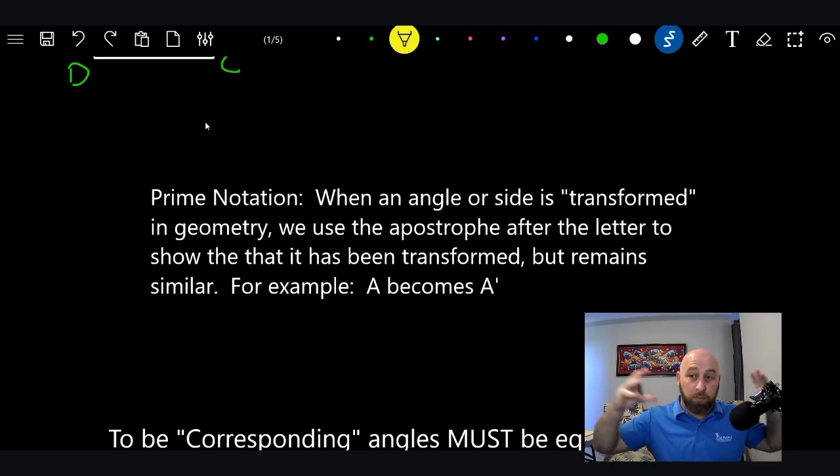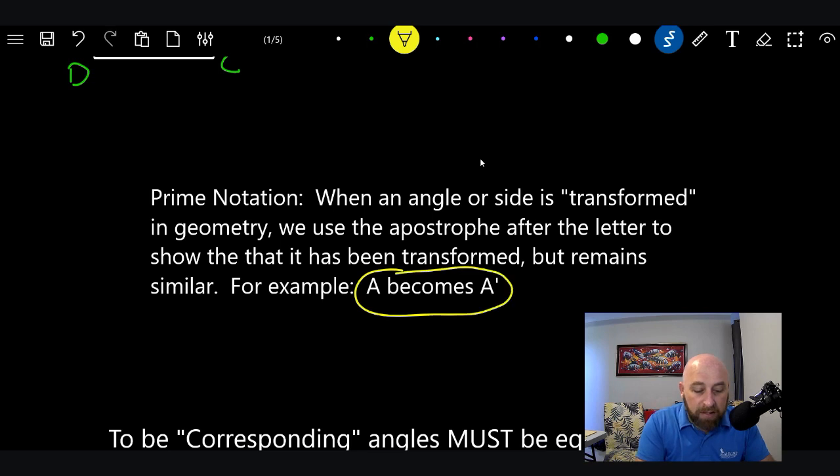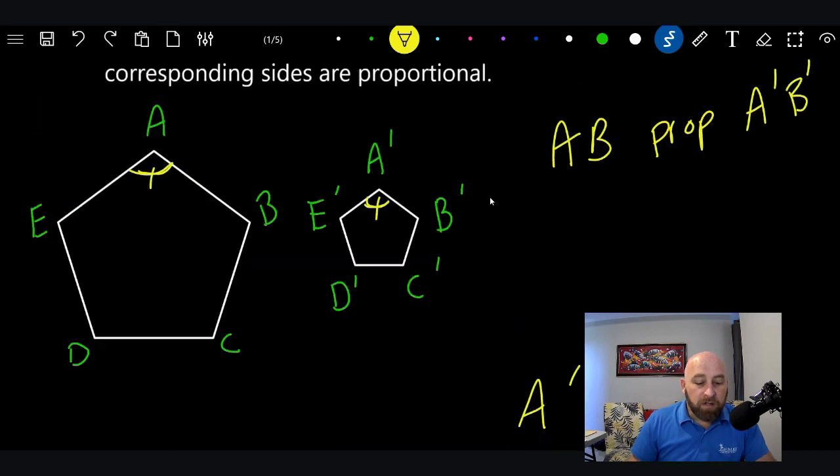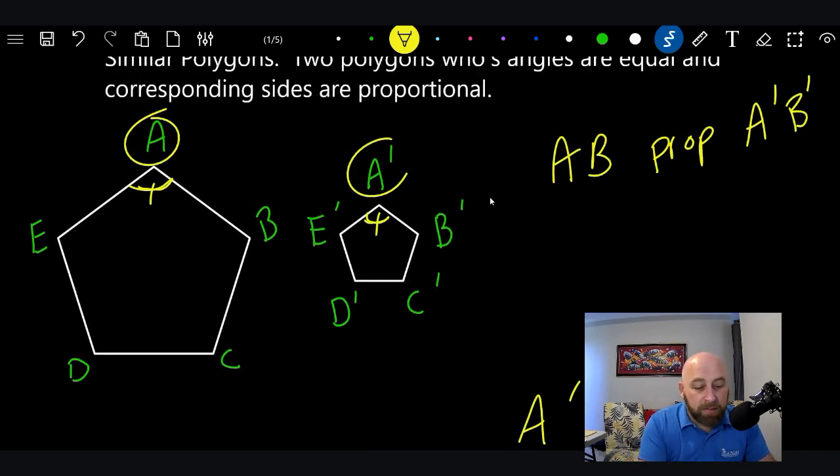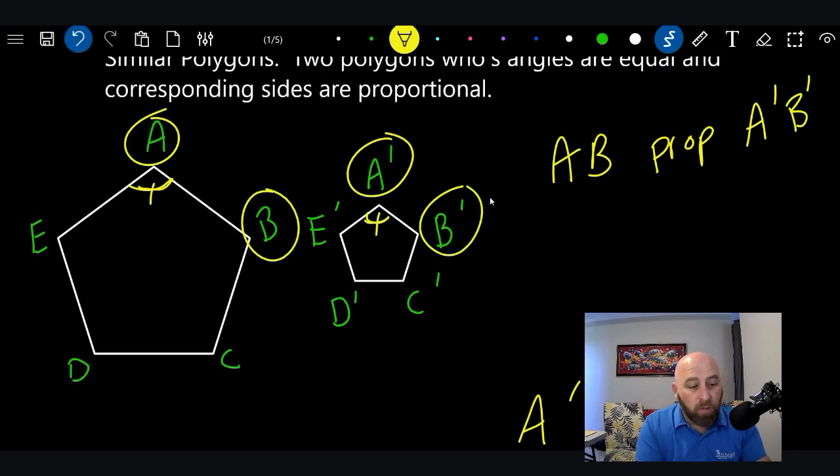So it's like blown up or it's shrunk down, it's turned or something like that. There's some sort of a transformation that has been applied. In geometry, we use the apostrophe after the letter to show that it has been transformed but remains similar. So, for example, A becomes A prime. The way that we say it in geometry is prime. So A prime. So let's go back up here and look at this. A becomes A prime. B becomes B prime. C, and so on.